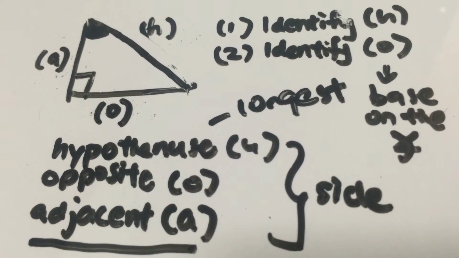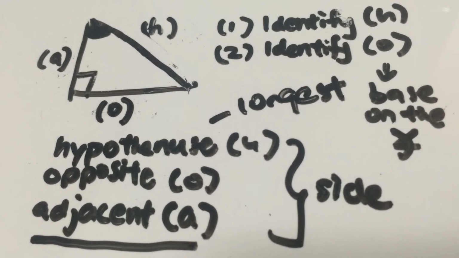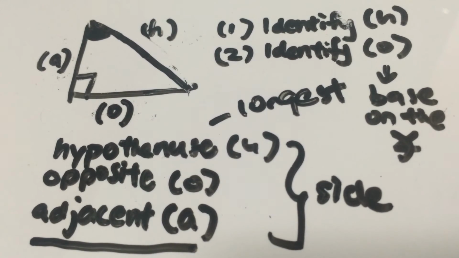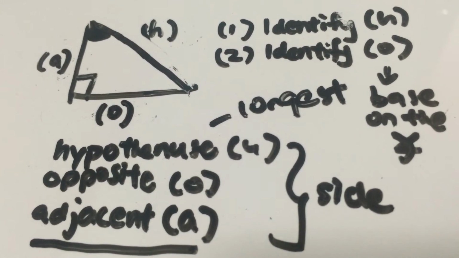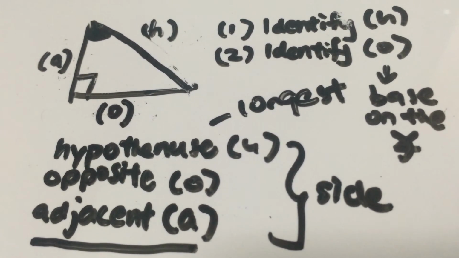I hope that this video is very clear in explaining the definition of the adjacent, opposite, and hypotenuse side. In the next video, we are going to create a relationship between the sides and the angles, and that is where trigonometry actually comes in.